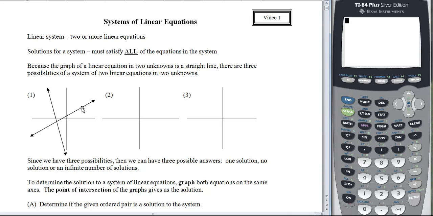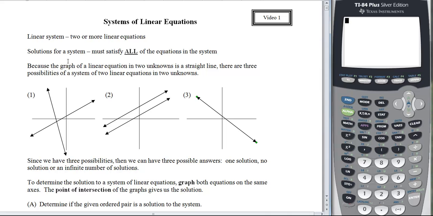Well, another possibility. What if the lines were parallel? In order for you to have a solution, the lines have to hit. Well, parallel lines do not hit. So this type of situation would be no solution. Let's see another possibility. I'm going to borrow this line again, and I'll move it. Let's make it going this way. Well, they hit. That's one possibility. They don't hit. That's another possibility.